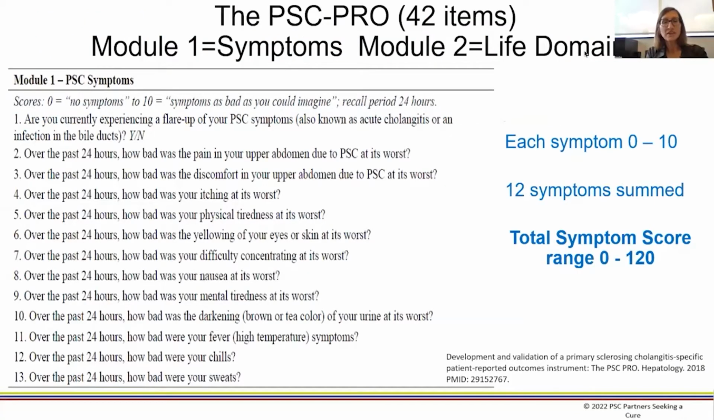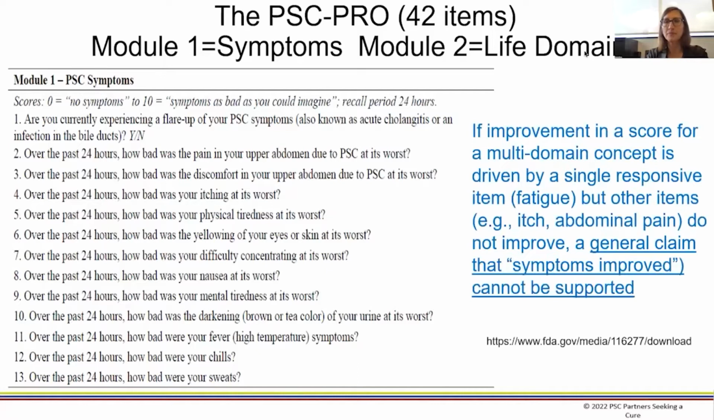The first one was funded by Gilead to use in Gilead treatment trials. It's called the PSC PRO, and it has 42 items. Module 1, which is shown here, is of 12 symptoms, and Module 2 is the impact of disease on life domains. So a patient would take each of these 12 symptoms. It's scored 0, no symptoms, to 10, as bad as you can imagine. Each of these 12 symptoms are then summed into one total symptom score, and that's what we would be evaluating in a clinical trial.